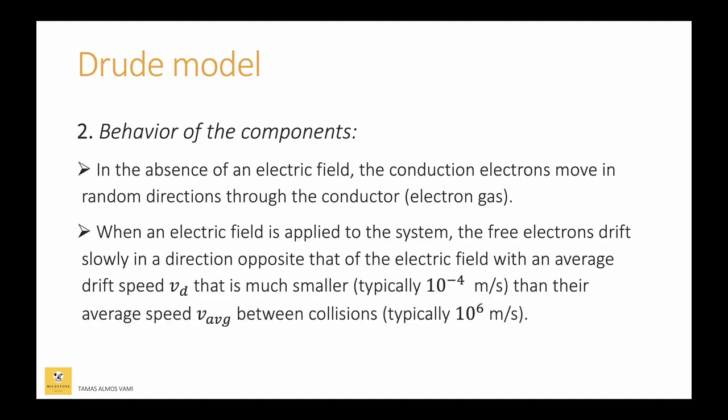And then when there is an electric field, these free electrons drift slowly in the direction which is opposite of the electric field. The drift speed is denoted with v_d, which is usually much smaller than the average speed. The average speed between collisions is around a million meters per second. This drift speed is around 10 to the power of minus 4 meters per second.